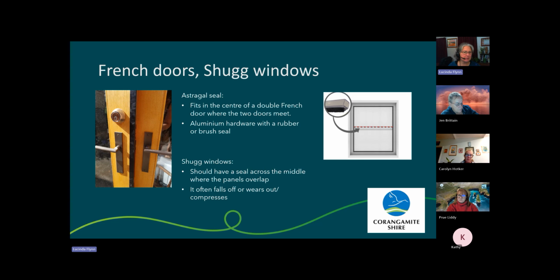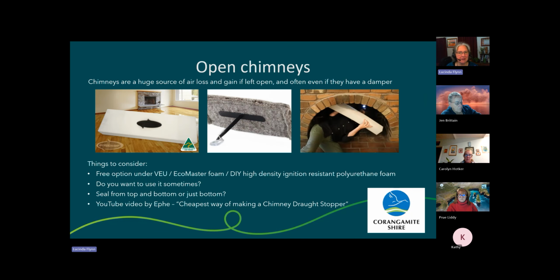And look, there's probably another 10 different kinds of doors and windows that you could mention, but what I'd really suggest is go to the EcoMaster site and just have a look and try and identify what it is you're trying to do. Let's have a look at some other drafts that are, in my view, a lot easier to handle.